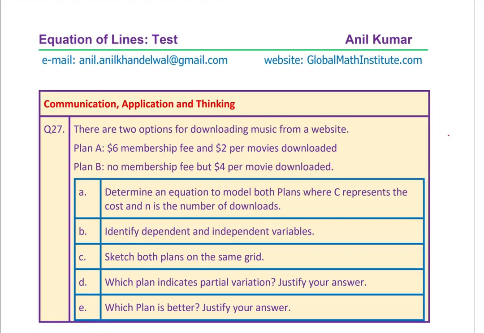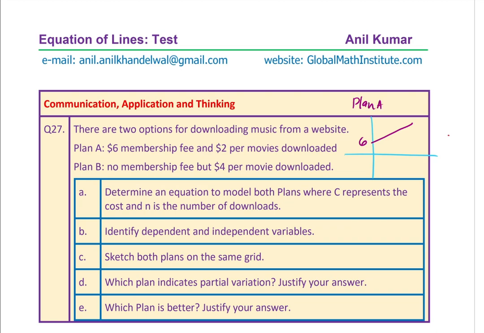Now here is a very interesting question. There are 2 options for downloading music from a website. Plan A is a $6 membership fee and $2 per download. And plan B, no membership fee. So if you graph this data, how will that look? That should help you to answer these questions. Well, $6 and then 2, right? So let's say this graph goes like this, which is plan A. So this is $6 starting here, and we'll call this plan A.